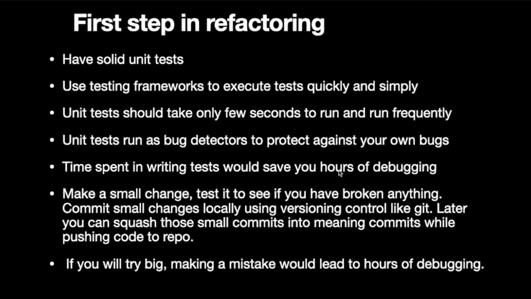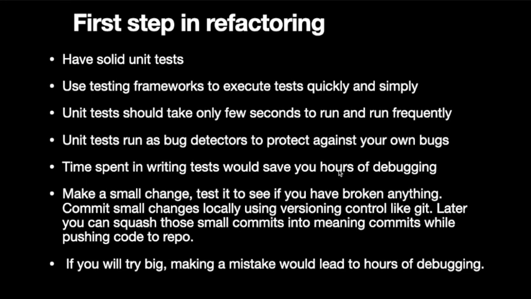Always make a small change, test it to see if you have broken anything, and then commit it locally. You can squash those small commits into a meaningful commit when you push your code to a repo where other people can look at it. If you try to make a big change, making a mistake will lead you to hours of debugging. So it is recommended to always make a small change, test that it works and does not break anything, then make a local commit.